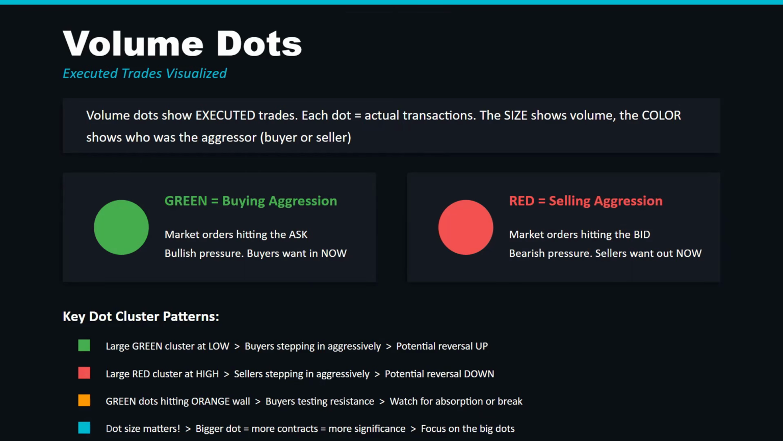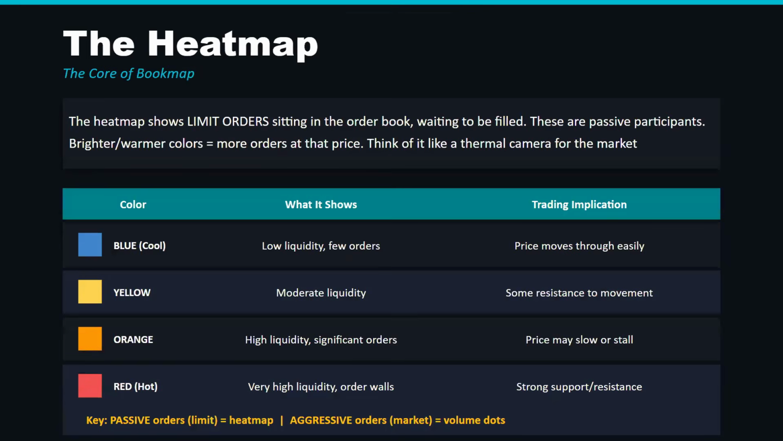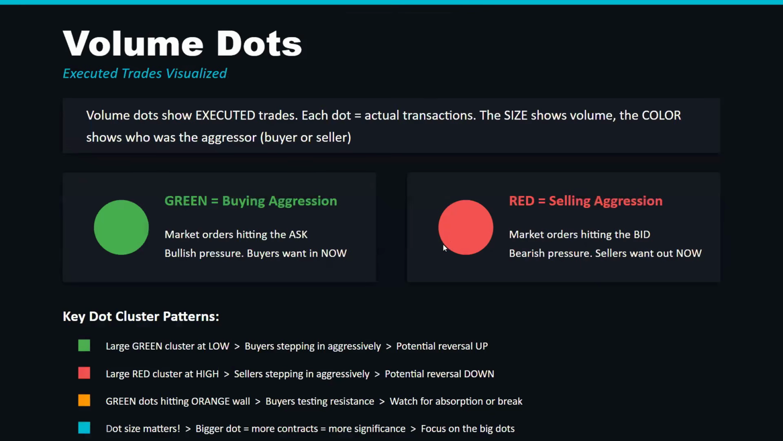So the size of the dots really matters. Bigger dots equal more contracts, which means more significance. Don't get distracted by tiny dots. Same thing with the blue and the yellow of the heat map. You don't care about them, just like you don't care about small dots. You only care about larger dots, right?